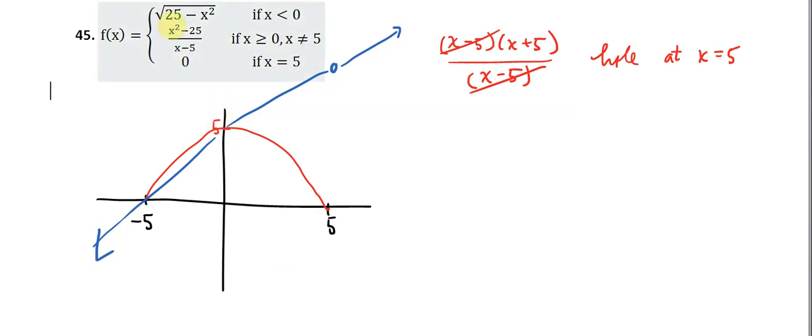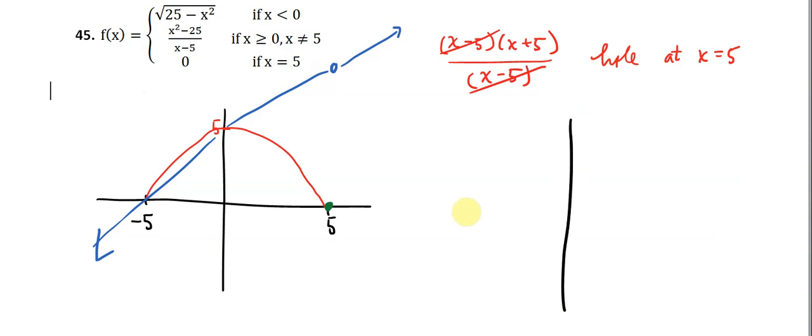And the last part is just a dot. When x equals 5, you have 0. So here we know that there's a dot right there. Now, if we take a look at all 3 of these parts together, it's not a function. There's all kinds of issues with this. So now we can think about the restrictions, and I'll just redraw the graph here.